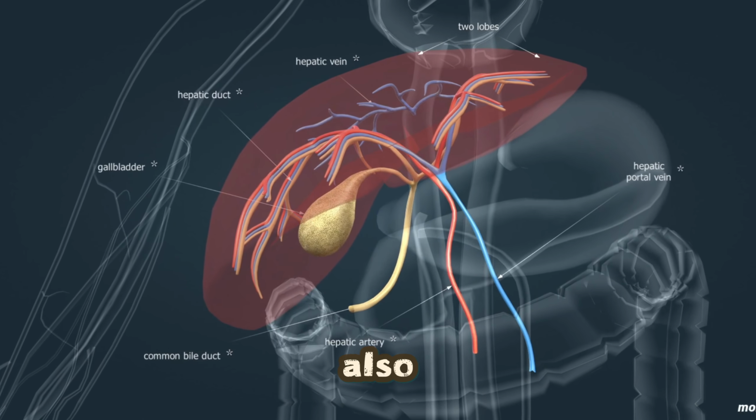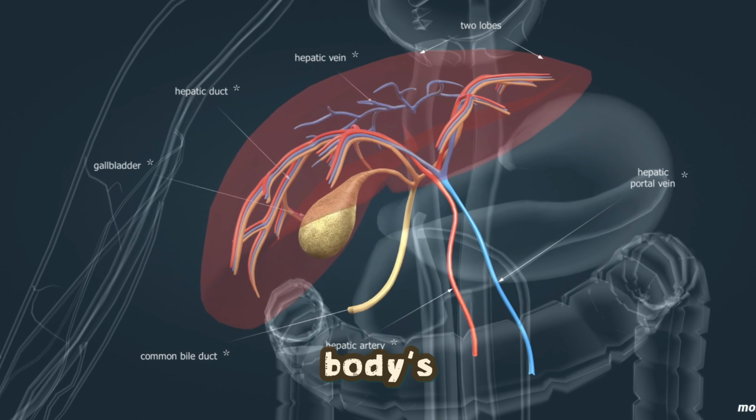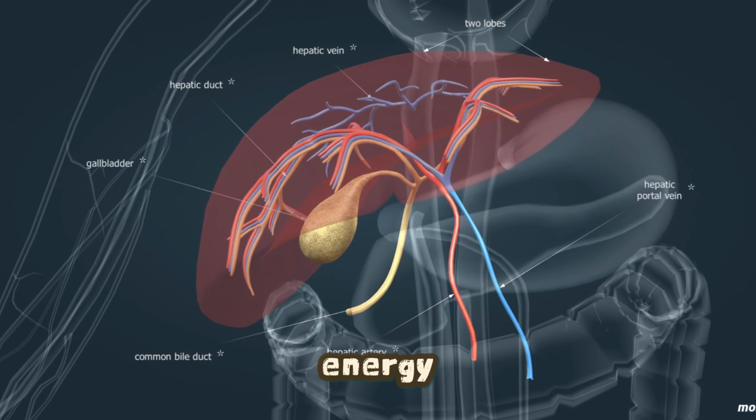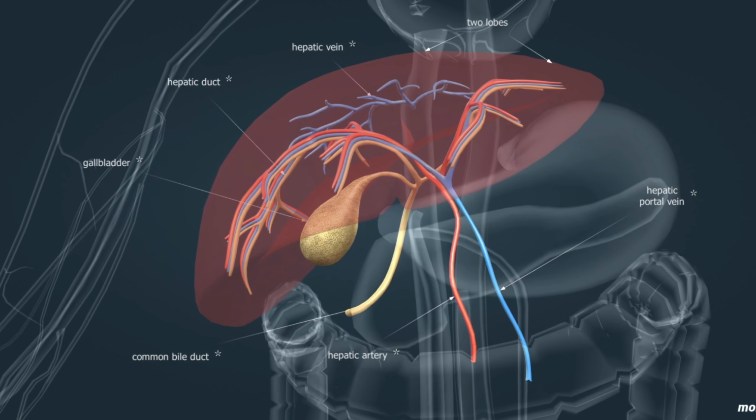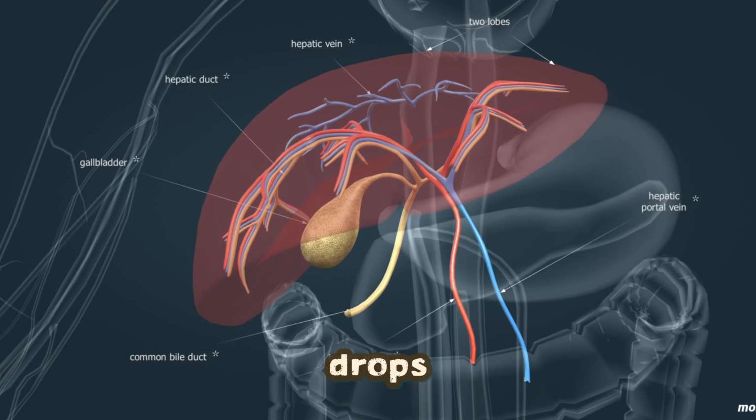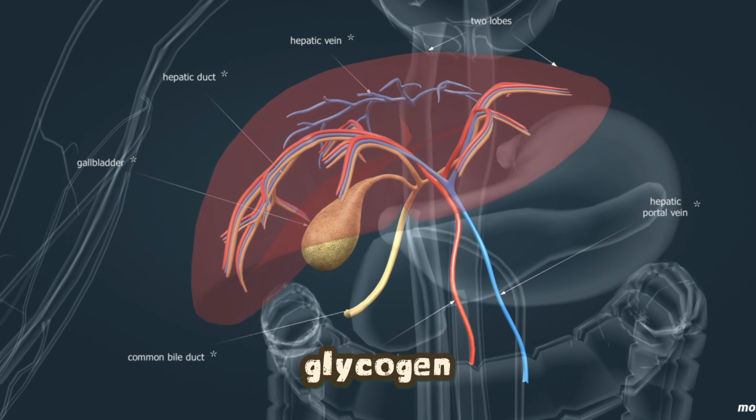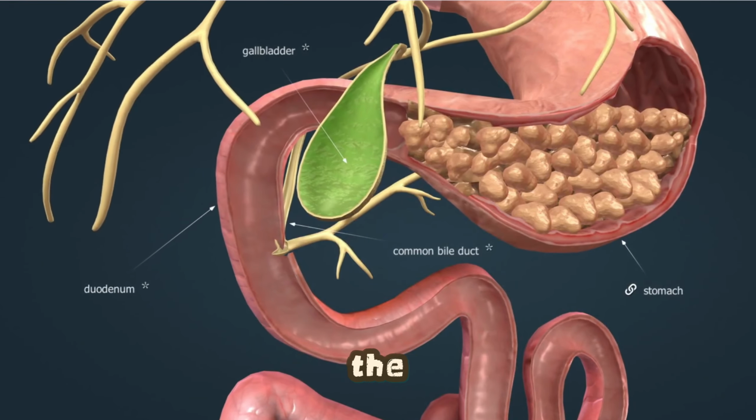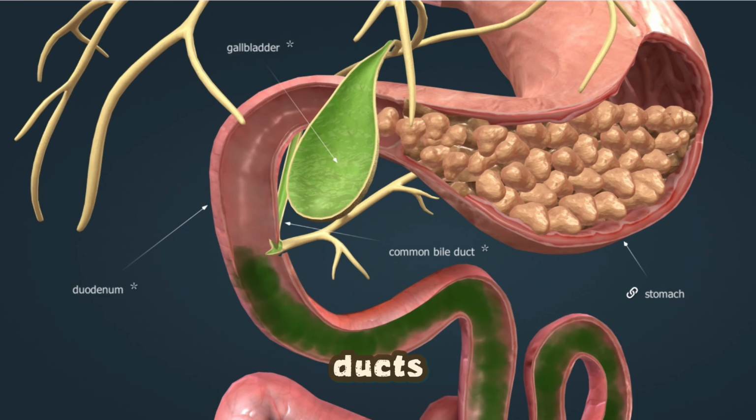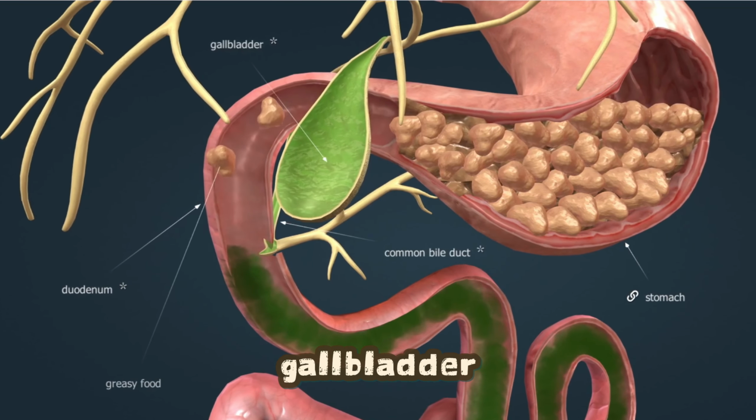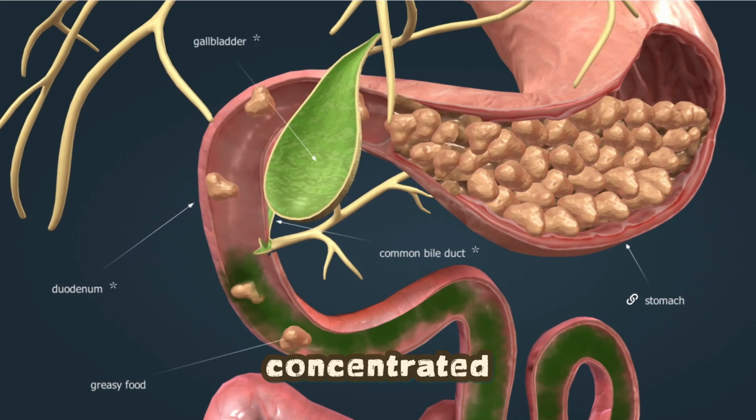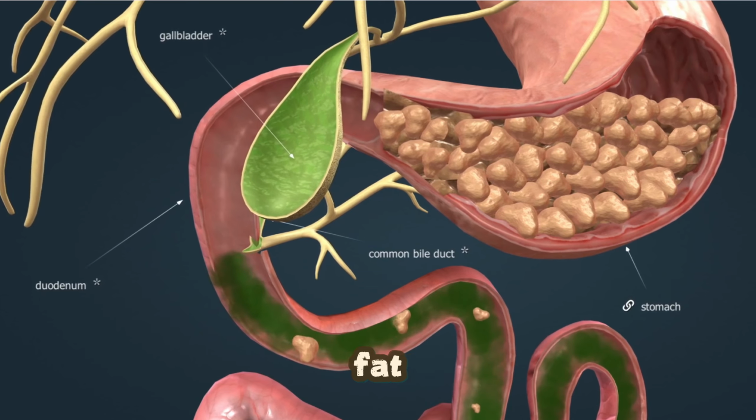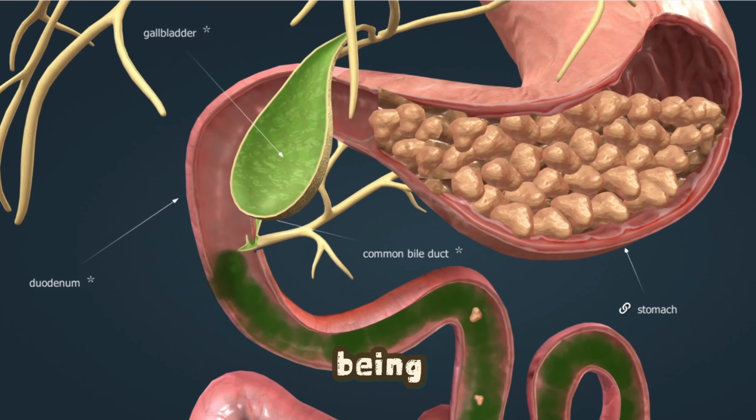The liver is also essential in maintaining the body's glucose level, as it is capable of storing energy in the form of glycogen. When the blood glucose level drops, the liver breaks glycogen down into glucose. Bile is carried to the gallbladder via the bile ducts. While stored in the gallbladder, bile becomes concentrated and is then released into the duodenum, where it disperses fat drops in food as it is being digested.